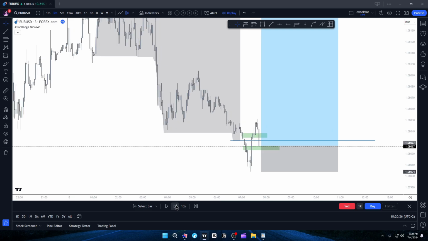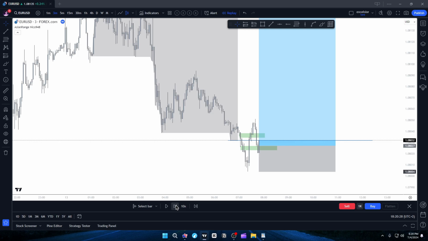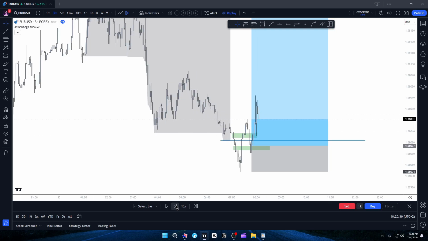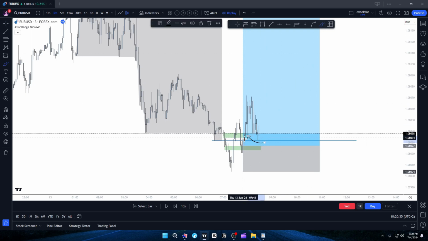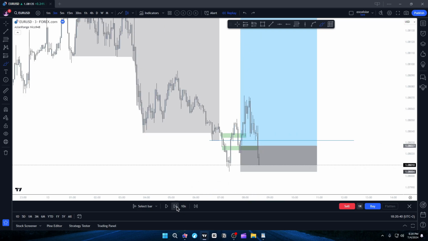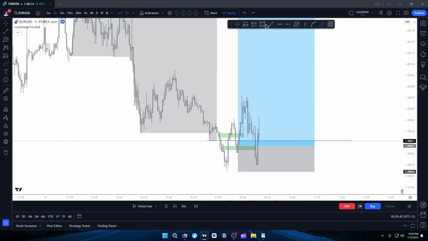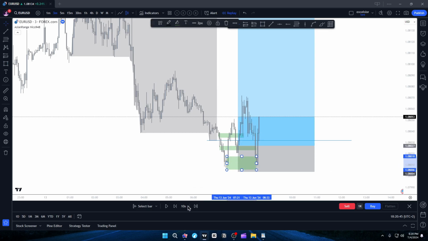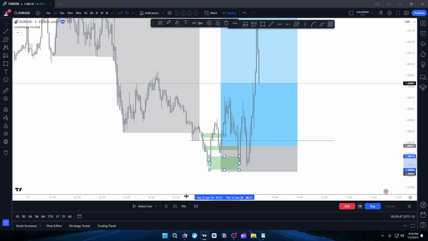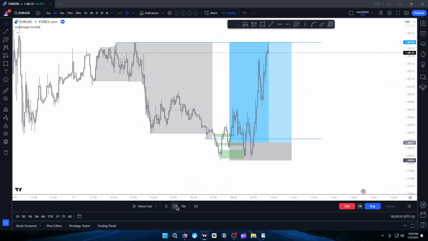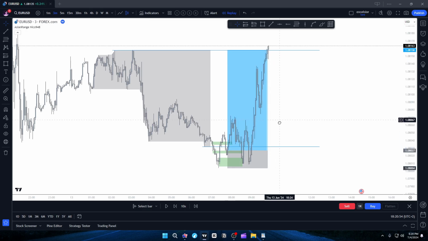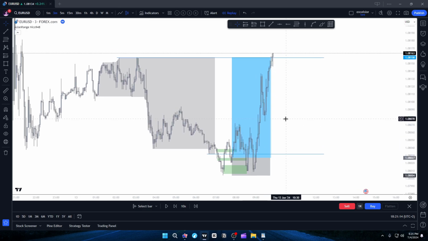Okay, we got tagged. Now let's see how the trade goes. As you can see, there was another opportunity to enter right here and on this fair value gap. Okay, we came back to this order block. Okay, we're in profits now. Take profit. Now let's see if we can trade it downwards, because it's also an Asia range sweep.